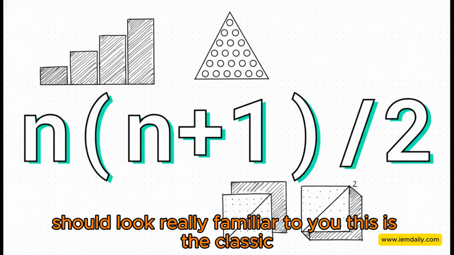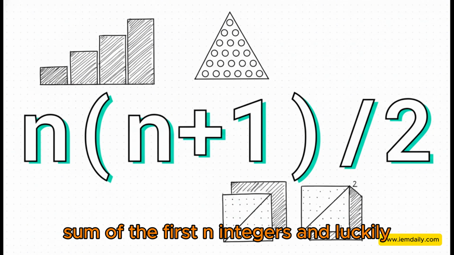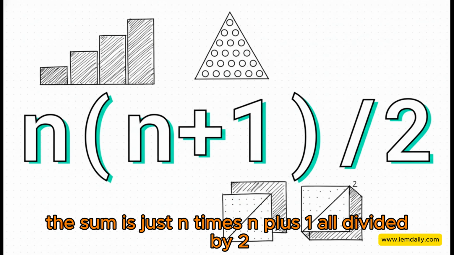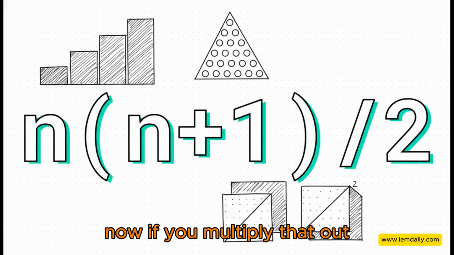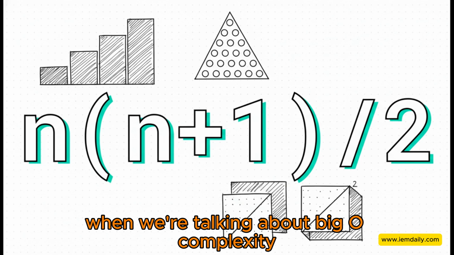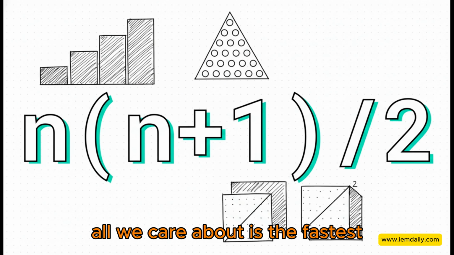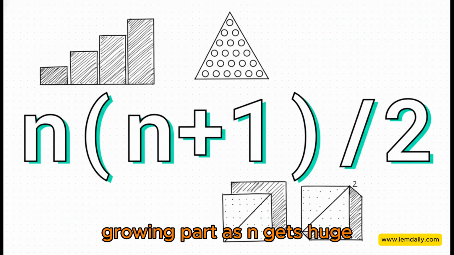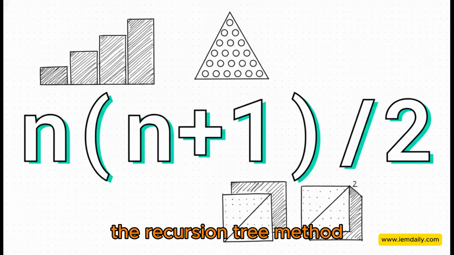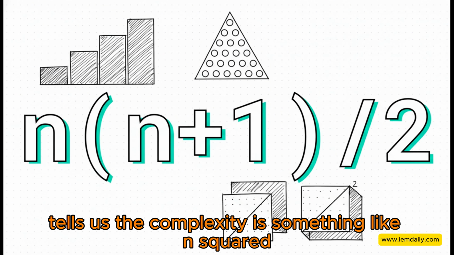Now, this series should look really familiar to you. This is the classic sum of the first n integers. And luckily, there's a super famous formula for it, so we don't have to add it up every time. The sum is just n times n plus 1, all divided by 2. Now, if you multiply that out, you get something like n squared over 2 plus n over 2. When we're talking about big O complexity, all we care about is the fastest growing part as n gets huge. And that, my friends, is the n squared term. So boom, the recursion tree method tells us the complexity is something like n squared.